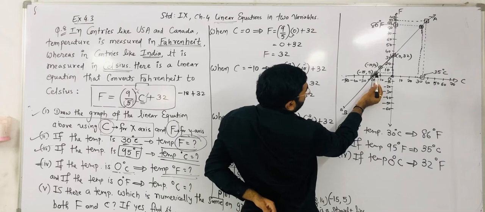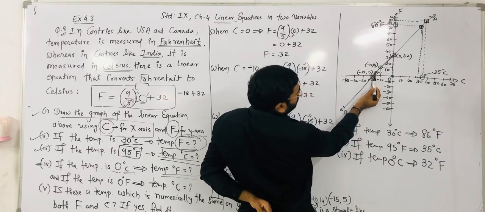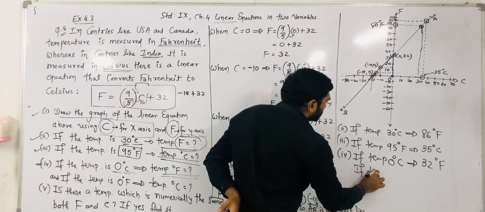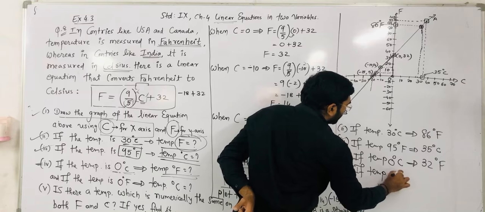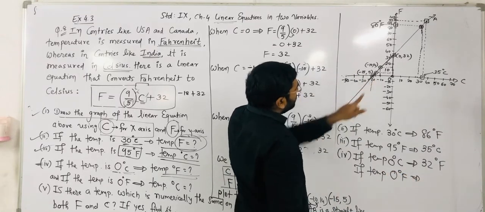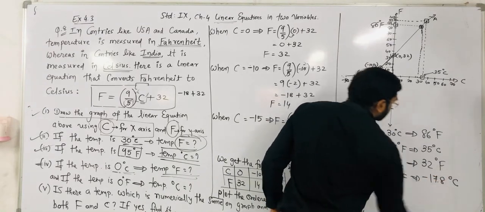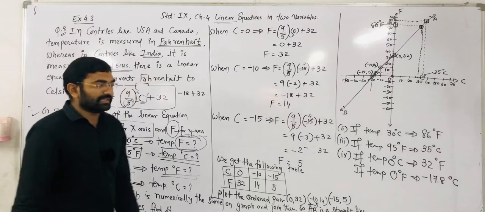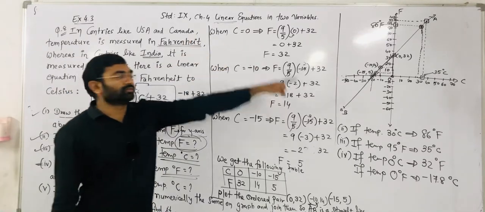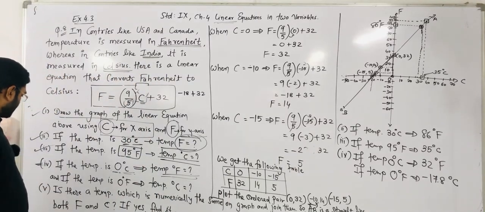If you observe, this is minus 15, and between minus 15 and minus 20 we get the value, right? So we can say that if the temperature is 0 degrees Fahrenheit, then we get, between minus 15 and minus 20, about minus 17.8 degrees Celsius. If you draw the graph properly, you get that value nearby. Okay, minus 17.8 degrees Celsius.